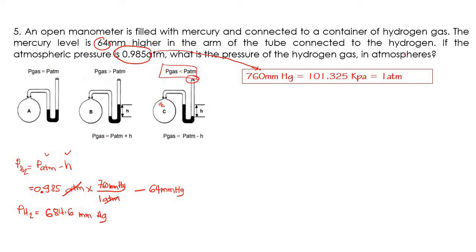However, what is being asked is in atmosphere. So we have to convert this one into atmosphere. So, ibalik natin siya sa atmosphere, times our conversion unit, 760 millimeter of mercury is equal to 1 atmosphere. So millimeter mercury will cancel out. This is simply 0.9008 atmosphere. Answer.